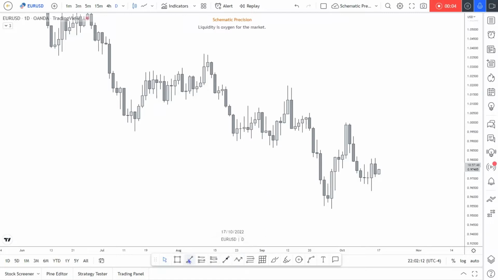Initially talking about Euro USD, as we talked about it last week on the daily time frame, we are bearish and marking out the market structure. These are the swing structures which we have.